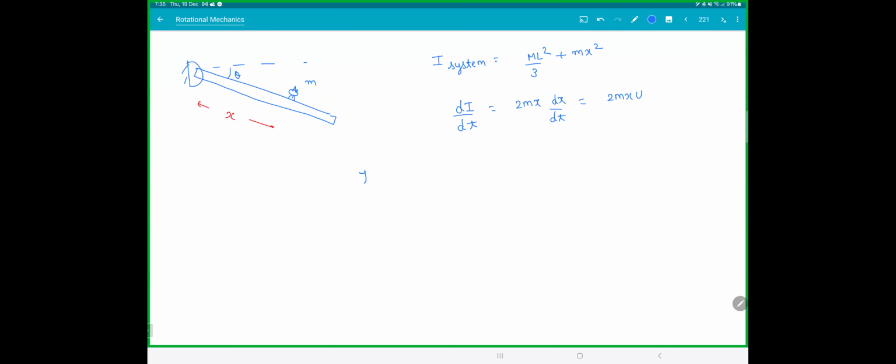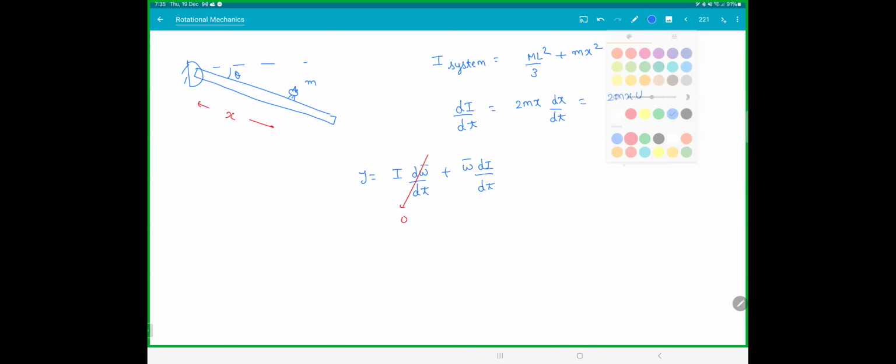So the actual formula is this: torque is equal to I d omega by dt plus omega dI by dt. So all the torque that we are generating is actually used to compensate for the change in moment of inertia. So here omega is constant, so this term actually becomes 0. Making sense? Now can you try? Try, I'll give you a minute. Now you need to find torque as function of theta and equate it.